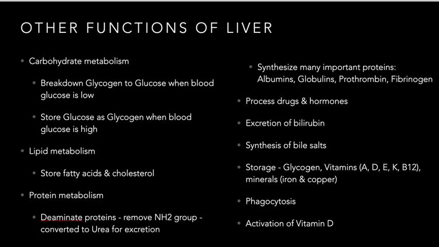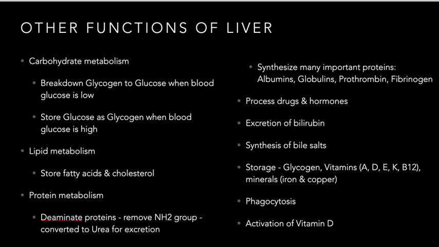And we can also do some protein metabolism. A really important step of protein metabolism is removing our amino group, which is an NH2. That's a nitrogen and a hydrogen group. So we need to deaminate these proteins. That's just the term for removing one of these NH2 groups. So we're going to remove this. We're going to convert that molecule to urea, and then we're going to be able to excrete it.